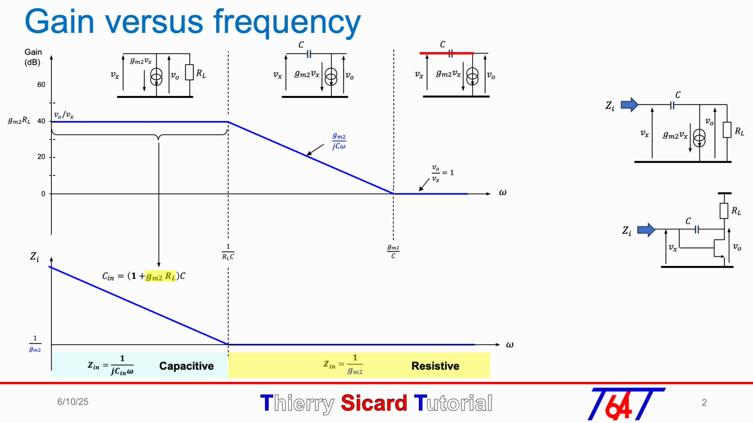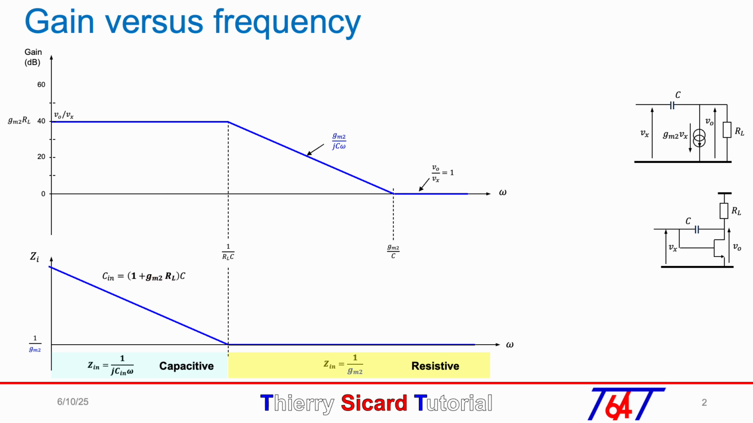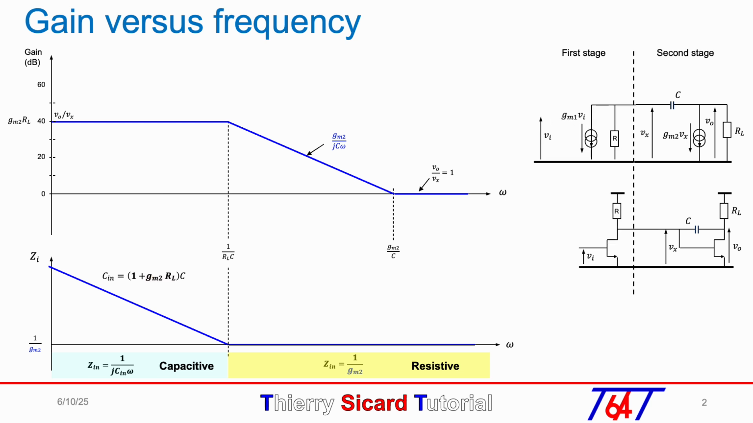Now it is time to add another stage driving the existing one. The added stage becomes the first stage and the other the second stage. We can plot the DC gain of the first stage equal to GM1 times R, when all the GM1 times Vin current flows in the resistor R.